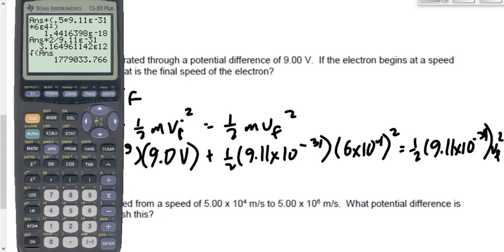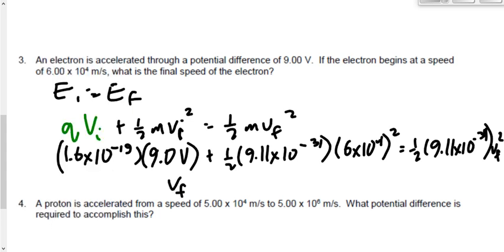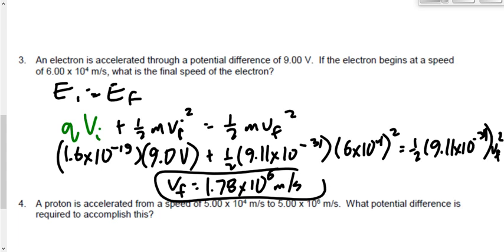1.78 times 10 to the 6 meters per second, which, no guarantees it's right, but it seems like a reasonable number. No reason to go back and look for a mistake.